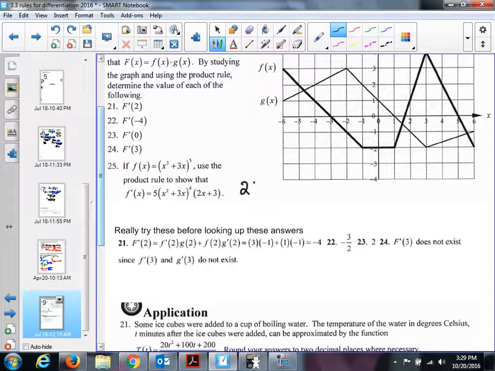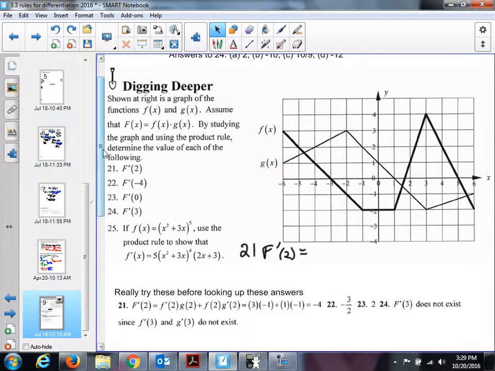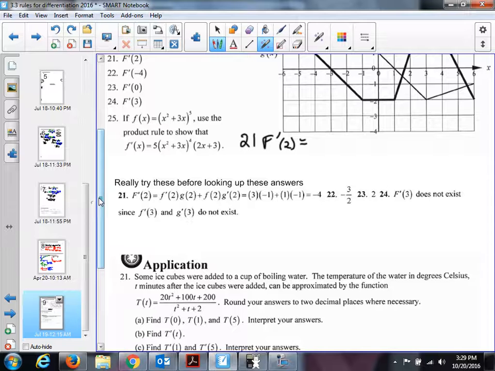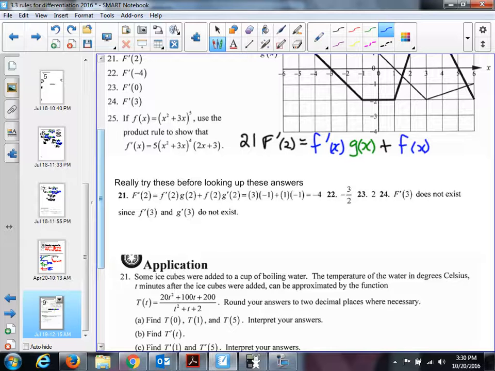So I'm going to do 21 there. F prime of 2 is equal to... well, let's apply this rule here. Remember, this is a product here: f of x times g of x. Wouldn't that be equal to the derivative of the first thing, f prime of x, times the second thing left alone, g of x, added to the first thing left alone, f of x, times g prime of x.